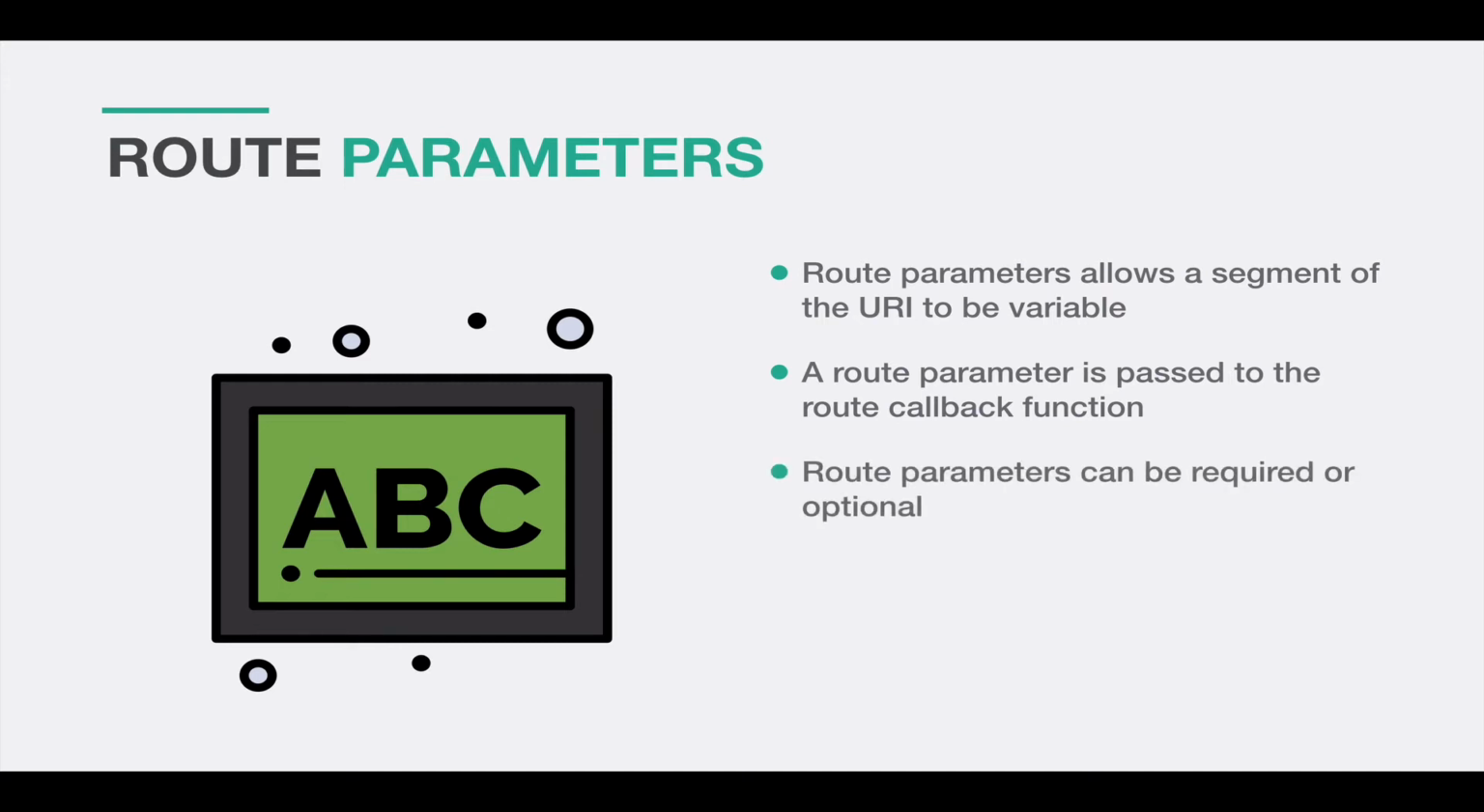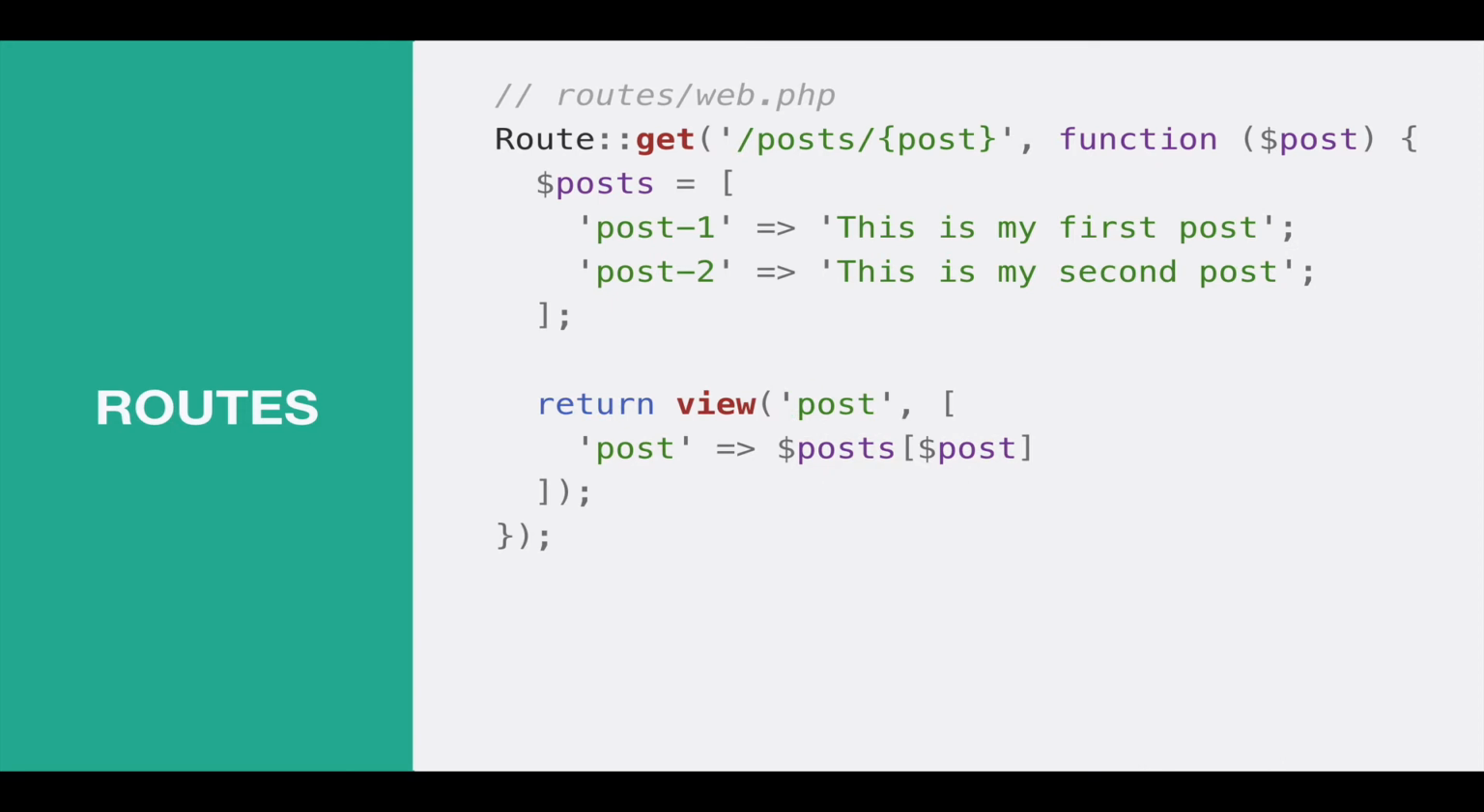We can also make these route parameters either required or optional. You can have that. So again, here's another example. Going back, here's a new route example. We have our route get, and here's our URI: /post/{post}.